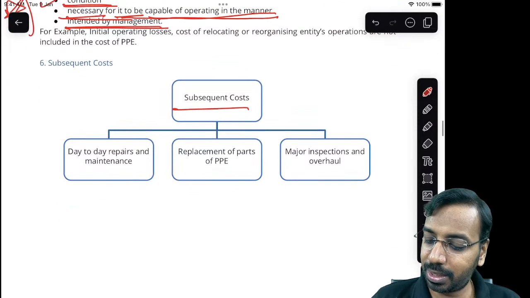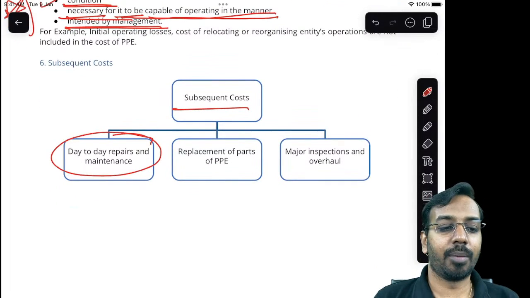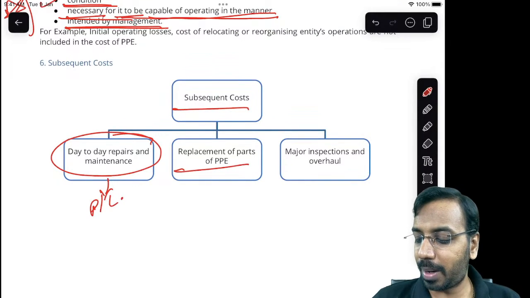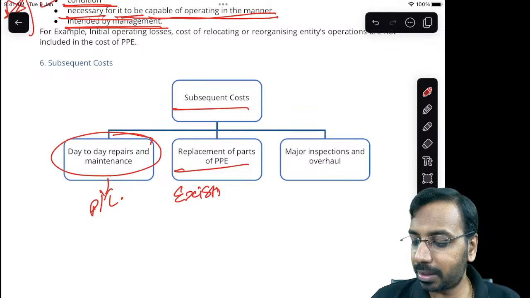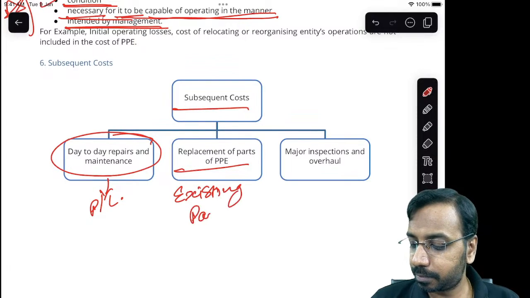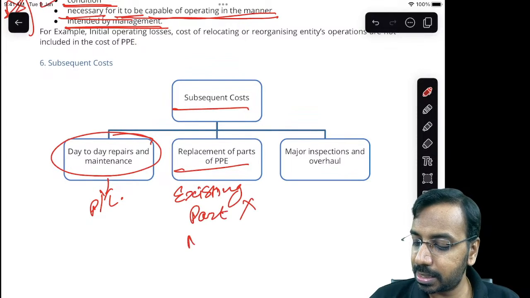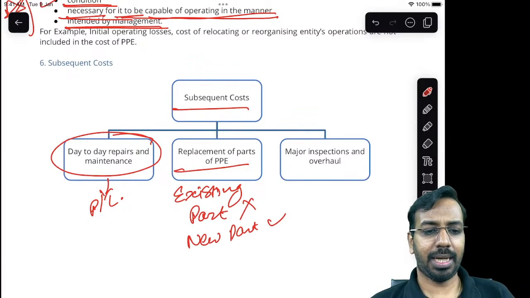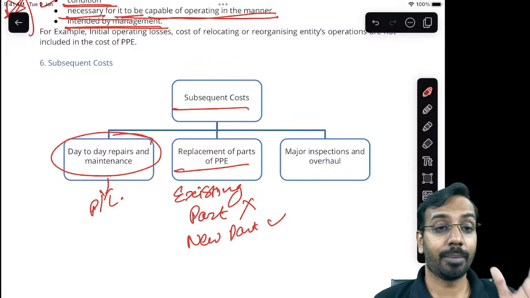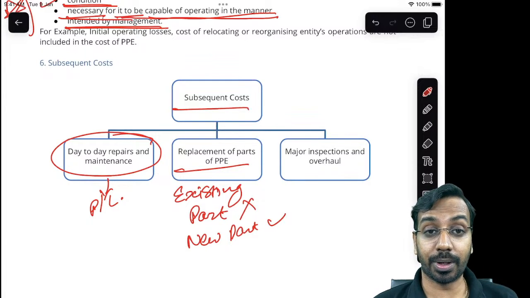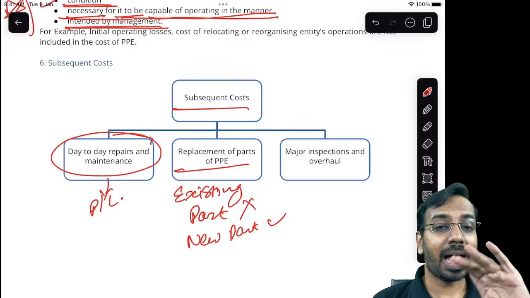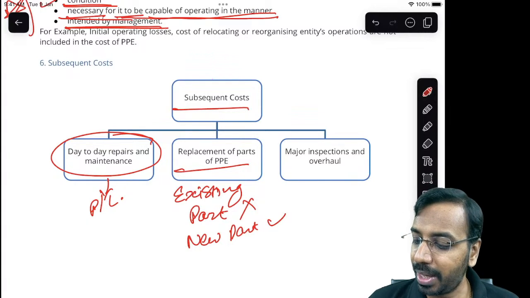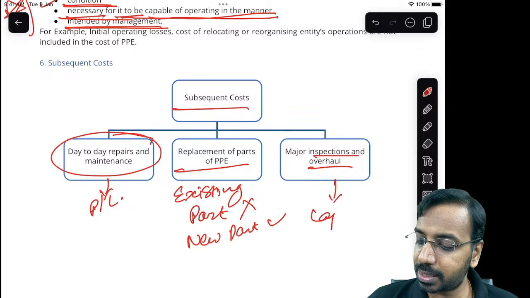Subsequent cost whichever are being incurred will be taken to P&L if they are day-to-day repairs and maintenance. If they are replacement of an existing part, you will de-recognize the existing part and add the new part. For example, the battery for the camera is a significant component. Whenever I am replacing the battery, I will de-recognize the existing battery and I will add the cost of the new battery. Major inspections and overhaul are capitalized.